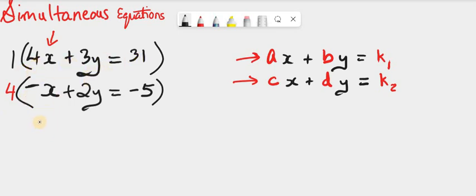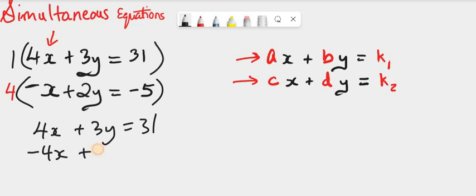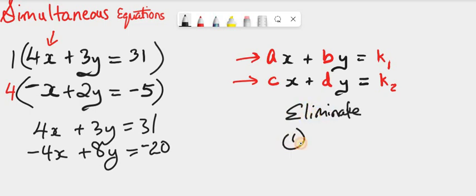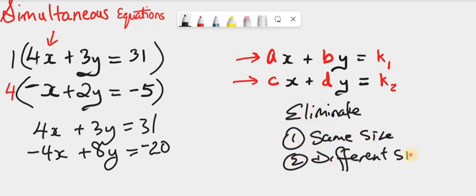So we're going to write back the top equation, which is equation 1, which is 4x plus 3y equals 31. Now we're going to multiply 4 by each term in the second equation. So 4 times negative x is negative 4x, and 4 times positive 2y is positive 8y, and 4 times negative 5 is negative 20. Now you may wonder why I did not multiply by a negative number. Well, that's because when we inspect the x terms of the two equations given to us, they already have different signs. And so to eliminate, remember what we want. We want them to have what? Same size, then what? Different signs. And once they have the same size and different signs, we proceed to add both equations.